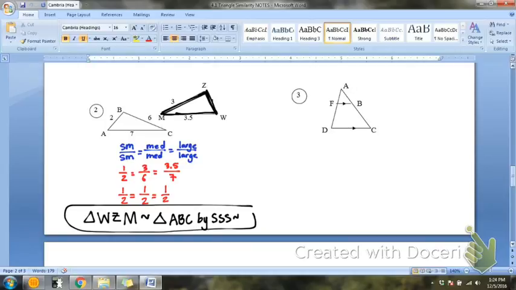Example 3, do we have any sides marked at all? Are there any sides marked at all in example 3? Okay, so can this be side, side, side? No. And it can't be side, angle, side, so it has to be angle, angle if it's going to be anything.